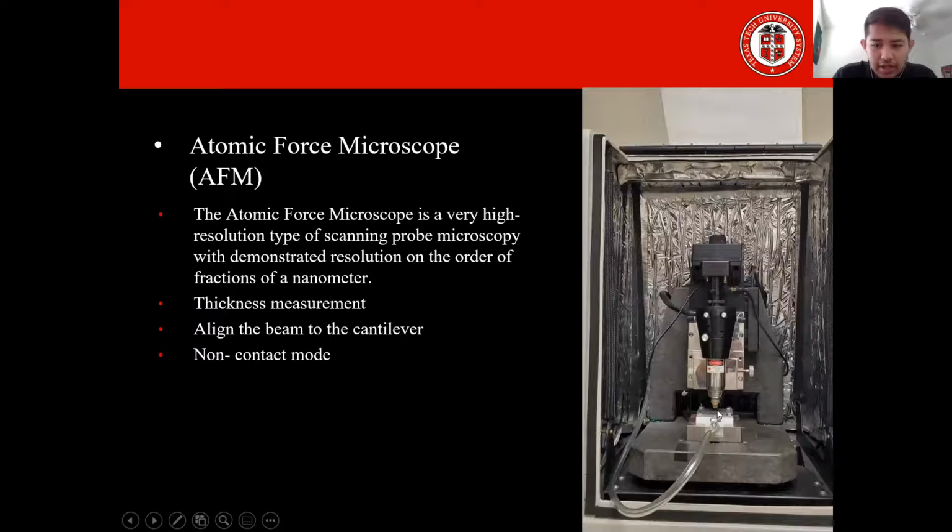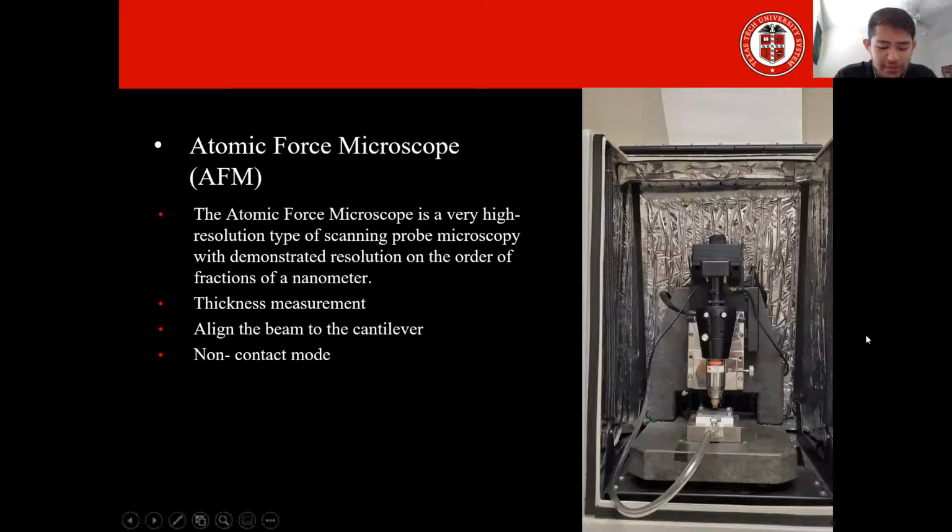After the beam has been aligned, we cut the edges of the sample. Since it's a non-contact mode, the cantilever goes up and down to measure the thickness of the sample. Since we're using the non-contact mode, the cantilever will never touch the sample directly.